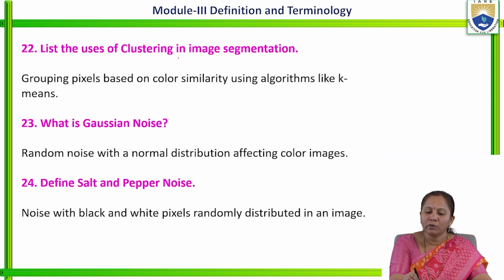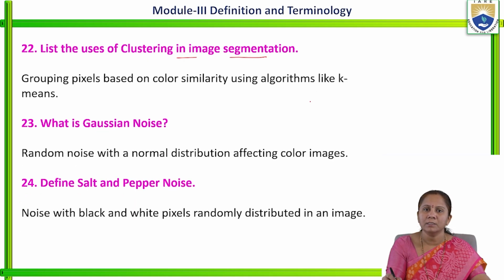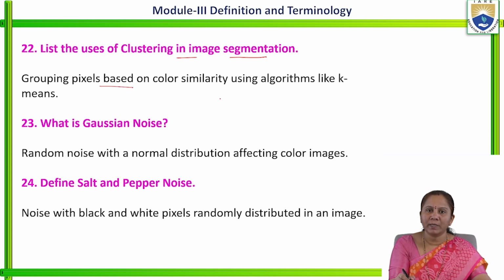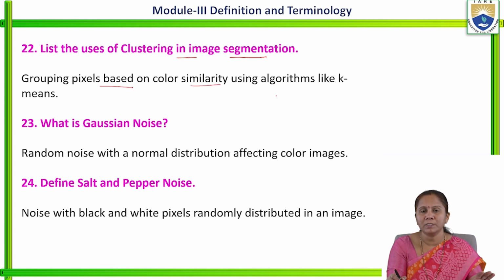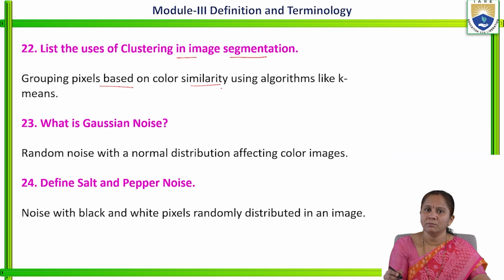So list the uses of clustering in image segmentation. What is meant by clustering is grouping of pixels based on the color similarity. So we have to first see the color similarity, and then we have to group those particular pixels, and that group can be called one cluster. To perform this procedure we can use different algorithms. One such algorithm is the K-means clustering algorithm.